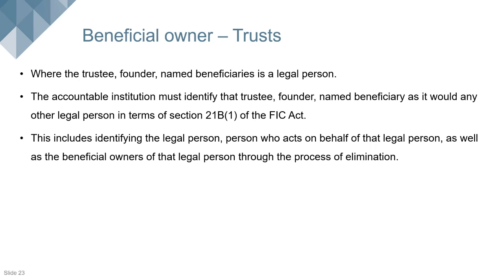If your trustee, founder, or named beneficiary is not a warm body, but is a legal person, then you would go through the process of elimination and identify it as you would with any legal person. So you would look at the legal person, identify who is the beneficial owner, who is the warm body behind the structure, identify who acts on behalf of that legal person, so who is that representative, and you would identify all the beneficial owners using step 1, step 2, and step 3 of the process of elimination.